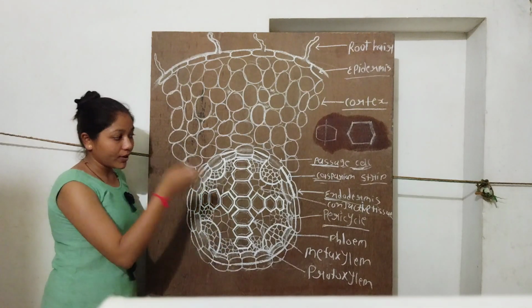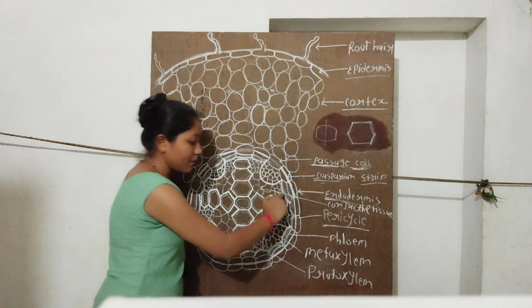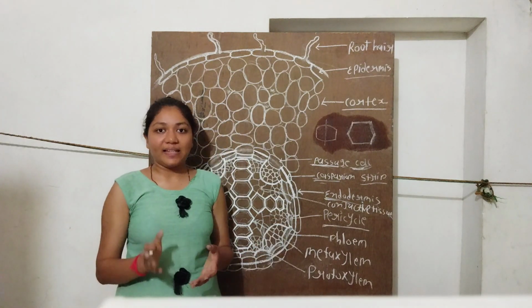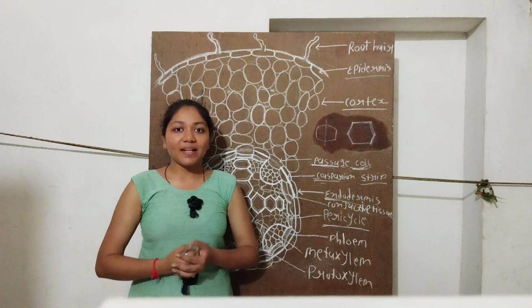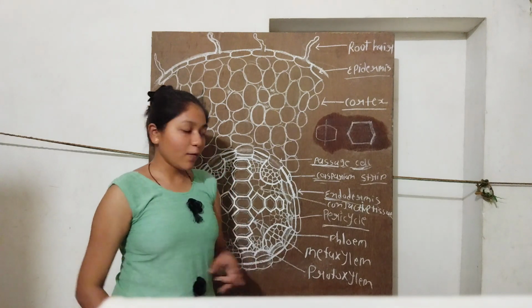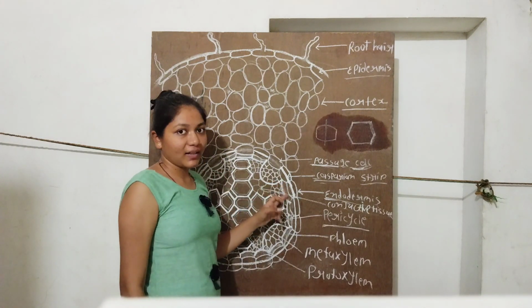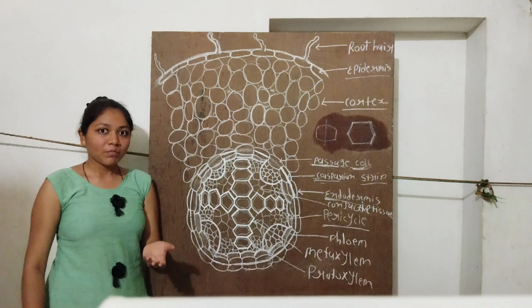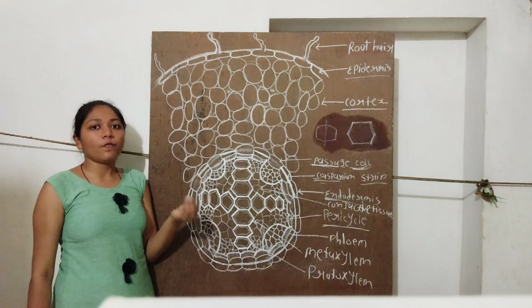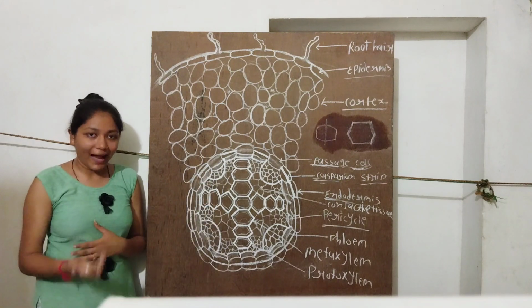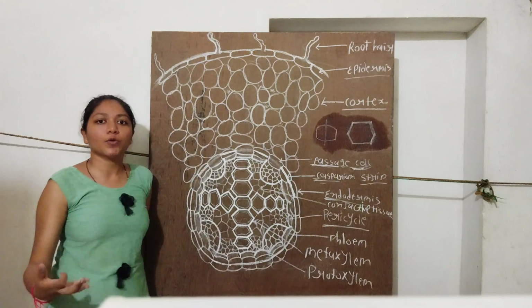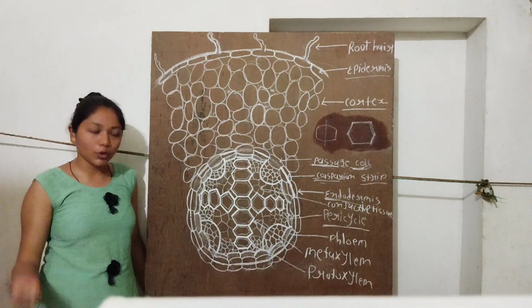Now after the endodermis there is a parenchymatous layer which is called the pericycle, and this pericycle has two roles. First, the parenchymatous cells are converted into meristematic cells, so it is important for the secondary growth of the plant. And the second role of the pericycle is that it produces the lateral roots.